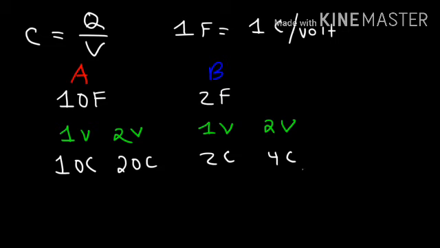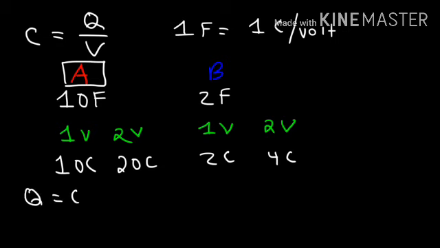As you increase the voltage, you can hold more charge. But if you look at capacitor A, it's more efficient. It can hold 10 coulombs of charge per 1 volt, whereas capacitor B can only hold 2 coulombs of charge per volt. So the higher capacitance means that you can store more charge per volt.